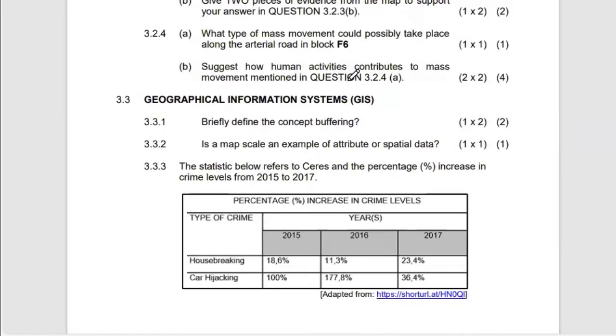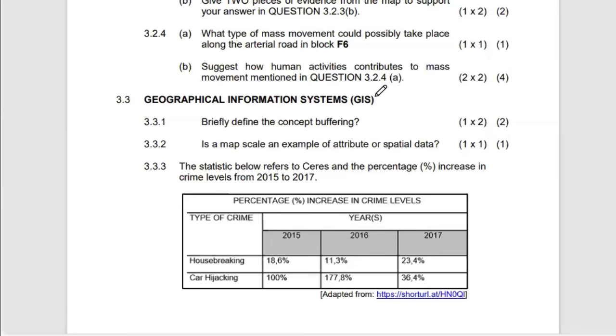What type of mass movement could possibly take place along the arterial road in block F6? Unfortunately, we cannot figure out where that block is because of us not having the map. But if you check the area and you see that it's gently sloping, we are likely to have mass movements like those slow movement processes. But if it's steep sloping, where there are contour lines which are very close to each other, we are most likely to have mass movement processes like rock falls in those areas.